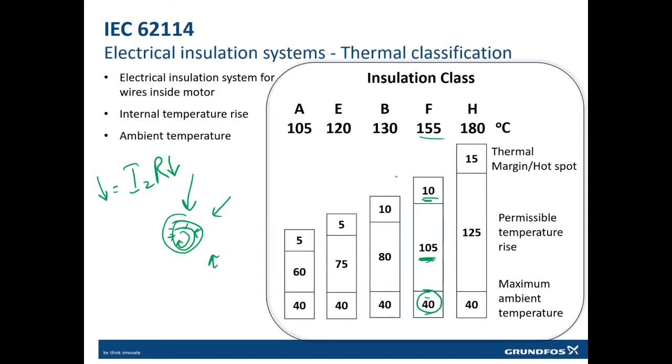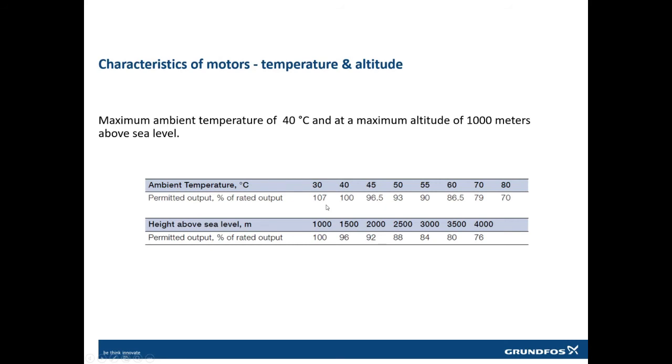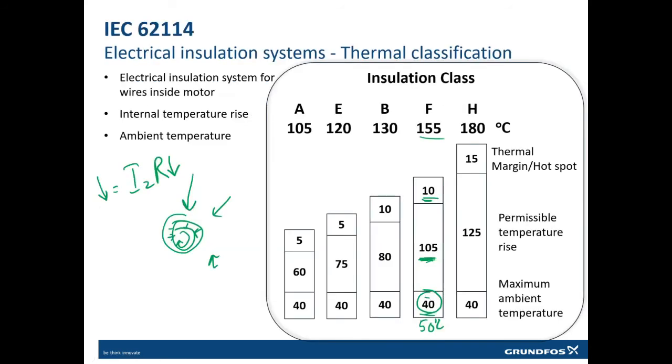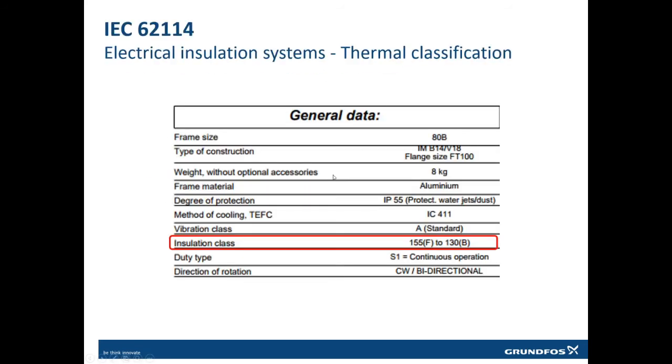But what will happen if we have more than 40 degrees centigrade? In some places like Saudi Arabia, we have 50 degrees sometimes. So how can we make sure that we have a motor for 50 degrees? For this reason, we use another concept. We use a concept called insulation class F and temperature rise B. It is written like this, if you can see here. Sometimes it is written like 155F to 130B.